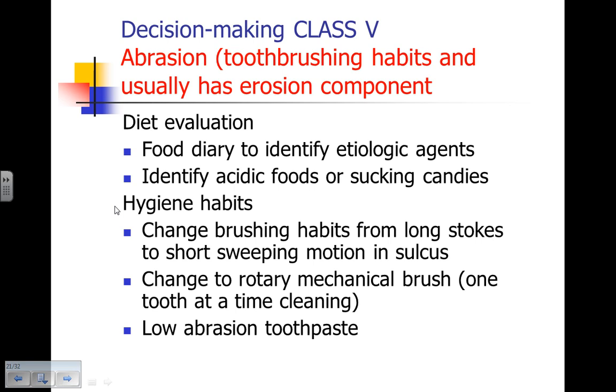Are the brushing strokes broad or short? Are they using a mechanical toothbrush or hand brushing? What toothpaste are they using? In fact, we're going to guide them to a toothpaste with low abrasivity. And surprisingly, many of the current whitening toothpastes have low abrasivity.